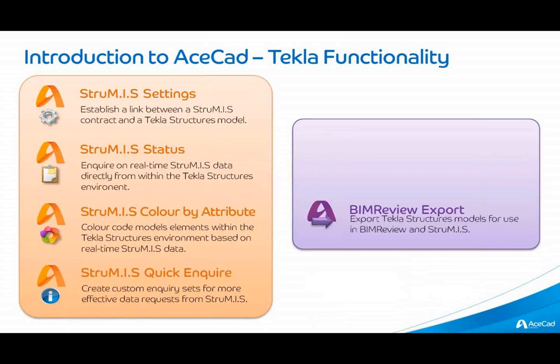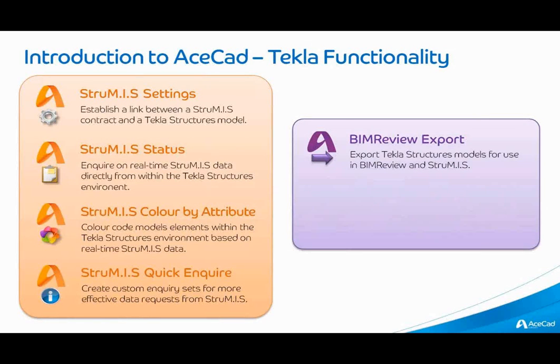Moving on to the BIM Review set of commands, we have the BIM Review Export. Now this basically allows you, once you've finished detailing your model within Tekla, to create an export from within the Tekla model via the BSWX format, and then you can open that up inside BIM Review and subsequently import that into STRUMIS. You can do this for the entire model, or you can just do it for a selection of parts.